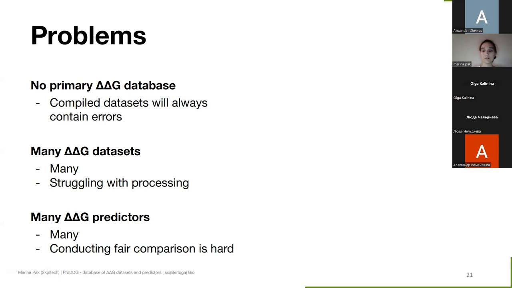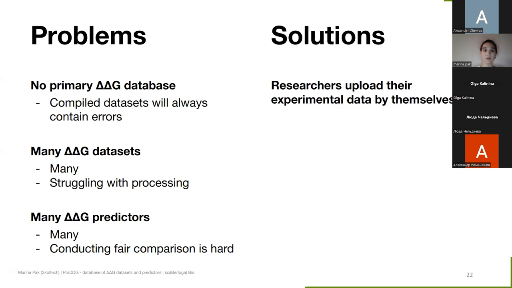And what can be solutions to these problems? So the solution to the first problem is obviously to make such a database where researchers can firsthand upload their data, without people in the middle who read their papers and upload data with errors.